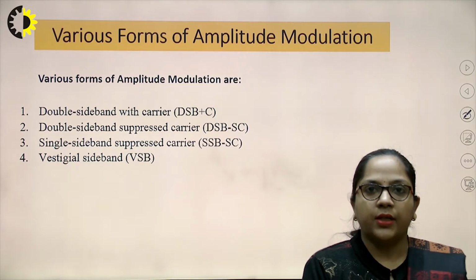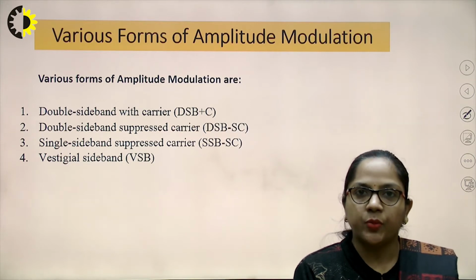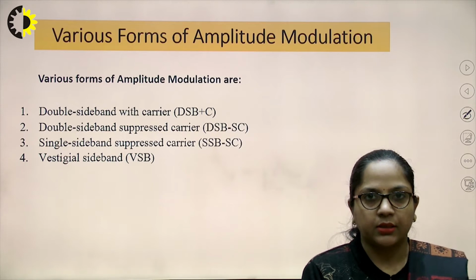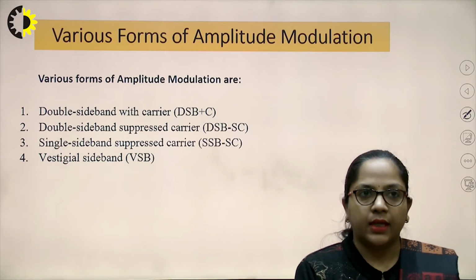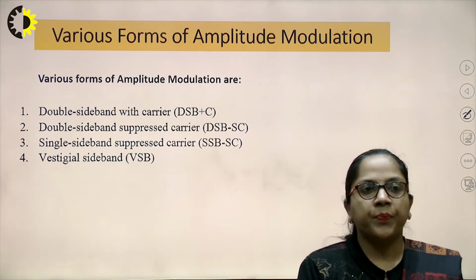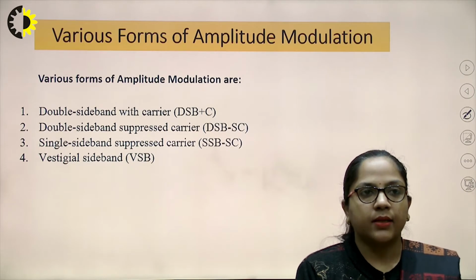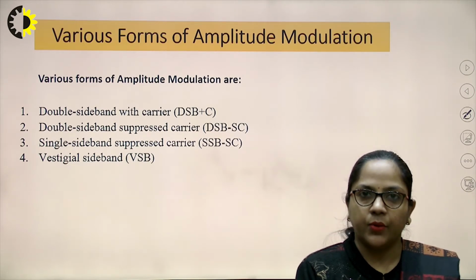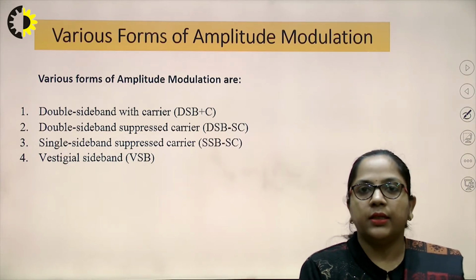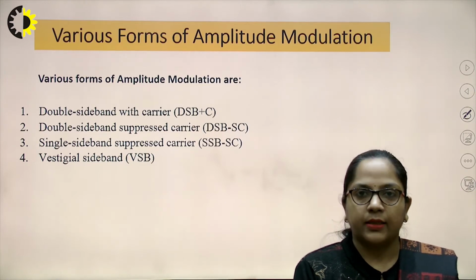So the very first category of modulation is amplitude modulation. We have seen that under amplitude modulation we have various forms. They are double sideband full carrier, or the conventional AM, double sideband suppressed carrier, single sideband suppressed carrier, and vestigial sideband modulation. Today we are going to discuss the conventional amplitude modulation, that is double sideband full carrier modulation.